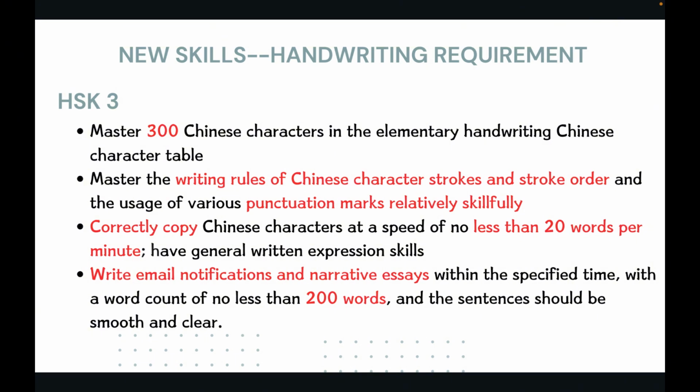HSK 3. You need to master 300 Chinese characters in the elementary handwriting Chinese character table. Master the writing rules of Chinese character strokes and the stroke order and the usage of various punctuation marks relatively skillfully. Correctly copy Chinese characters at a speed of no less than 20 words per minute. Have general writing expression skills. Write email notifications and narrative essays within the specified time, with a word count of no less than 200 words, and the sentences should be smooth and clear.